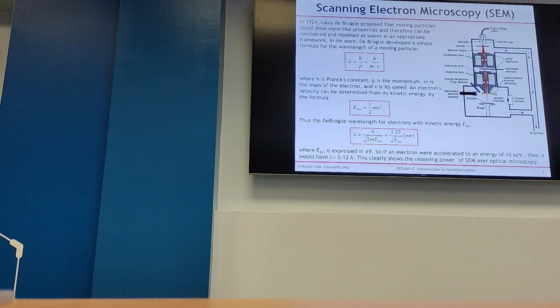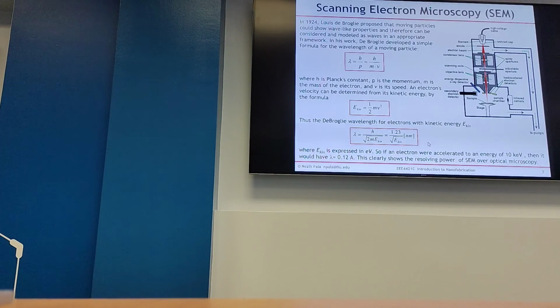We talked about the scanning electron microscope many times earlier, in EUV lithography, etc. It's basically acceleration of electrons, due to the de Broglie relation. Any moving particle has an associated wave, and that is given by lambda equals h over p. H is Planck's constant, p is the momentum, which is m times v. So if your m is very small, like an electron, you may still have a large v, and then you can get a very small lambda.